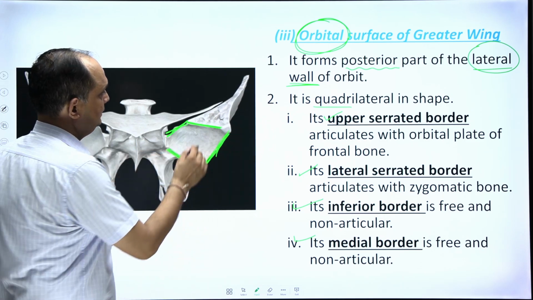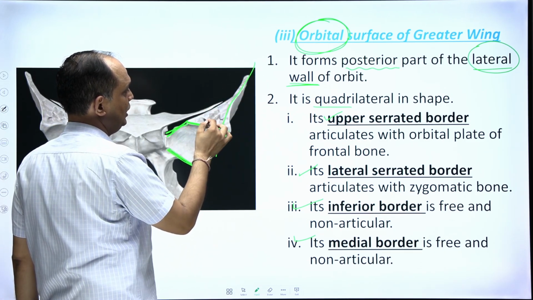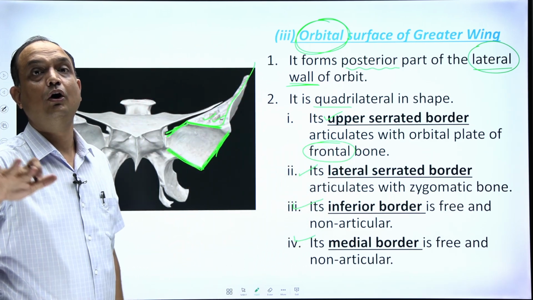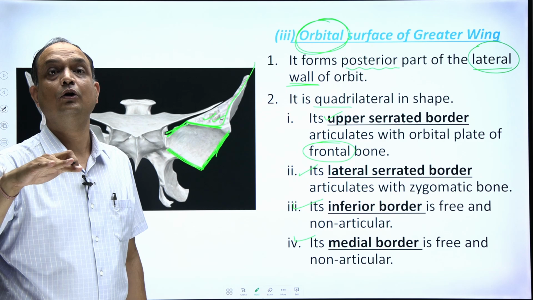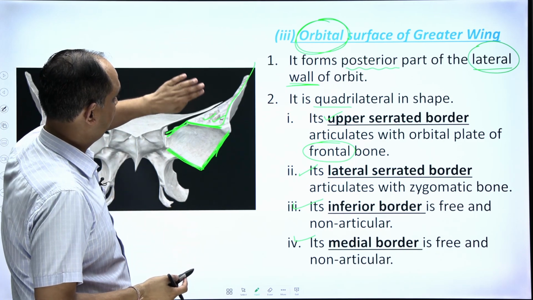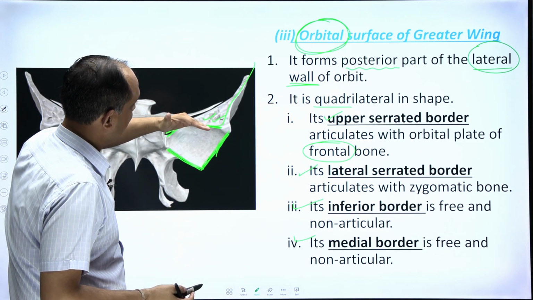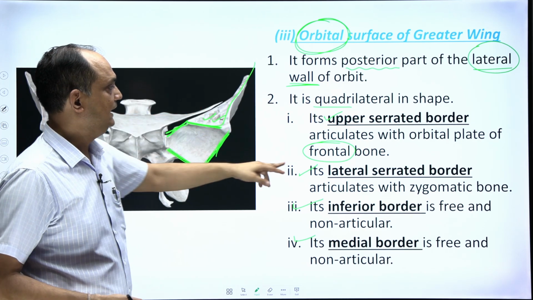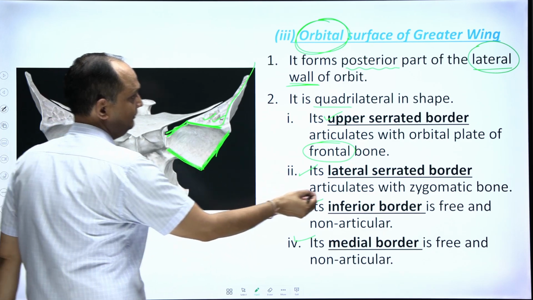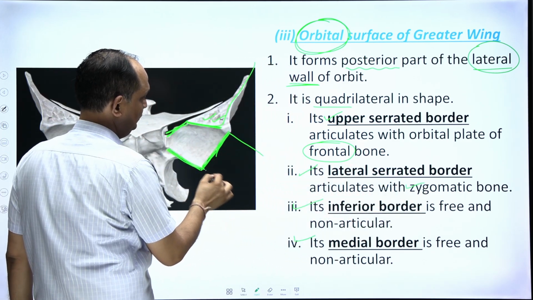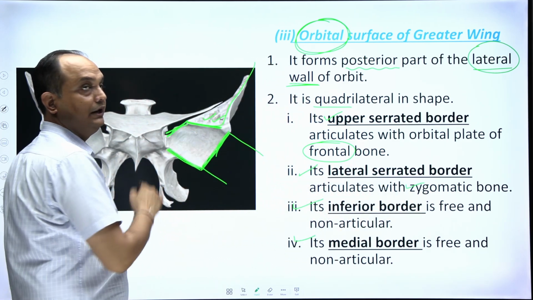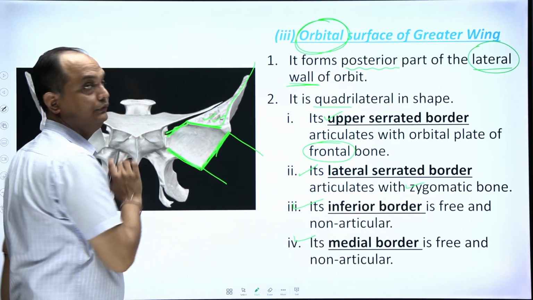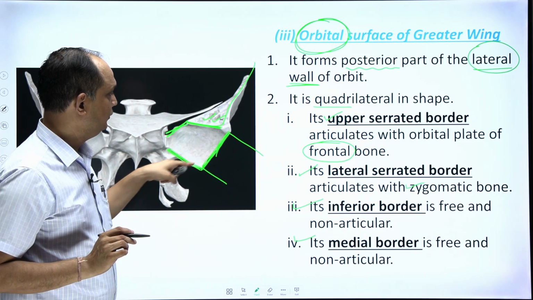Now this upper border is going to make a joint with the frontal bone. Which part of the frontal bone? The orbital plate. The frontal bone comes from the anterior side and articulates like this, so the orbital plate makes a joint here. Then the lateral border articulates with the zygomatic bone, and these two borders are articular. The inferior border is free and the medial border is also free. We will discuss all four borders one by one.